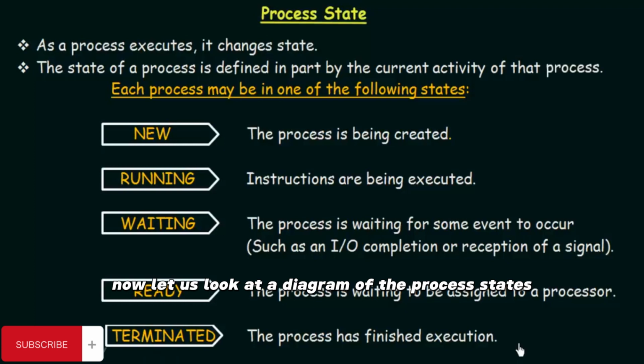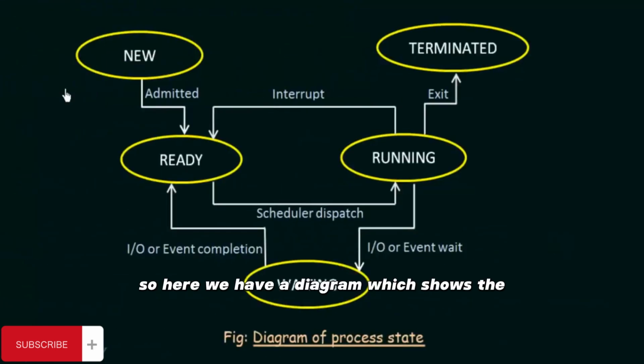Now let us look at a diagram of the process states and see how a process begins from the new state and reaches the terminated state. Here we have a diagram which shows the process states, and here we have all the states that we have just studied before.